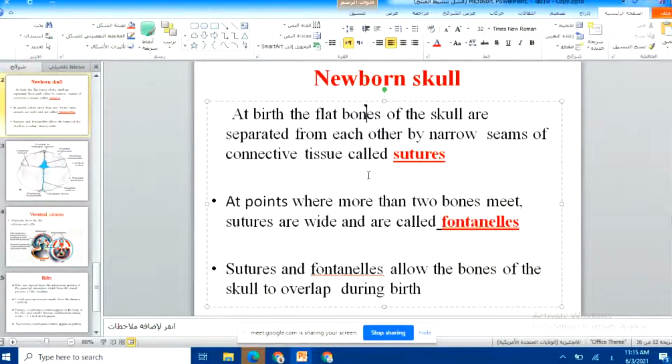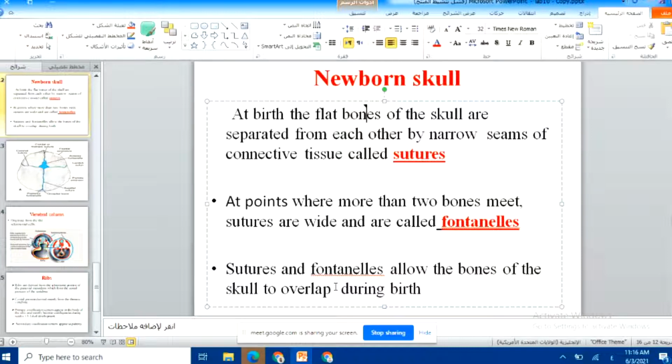At points where there are more than two bones, or more than two sutures meet, there will be a wide area we call fontanelles. Sutures and fontanelles have benefits. As you know, these bones allow overlap during birth, which facilitates the labor process. Plus, they allow the brain to grow. So they have benefits.